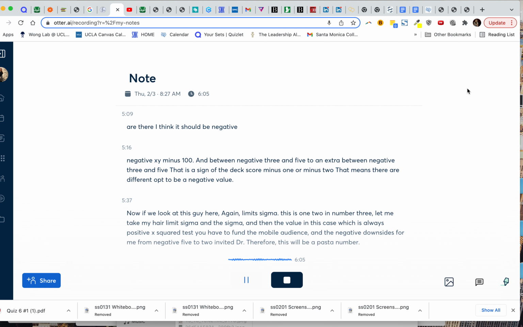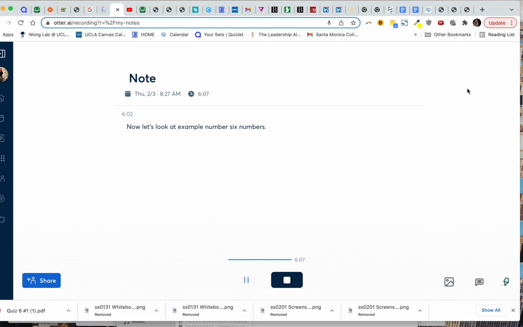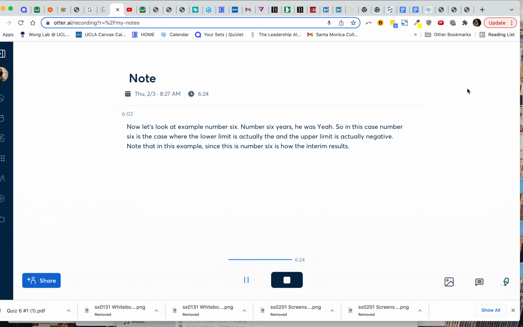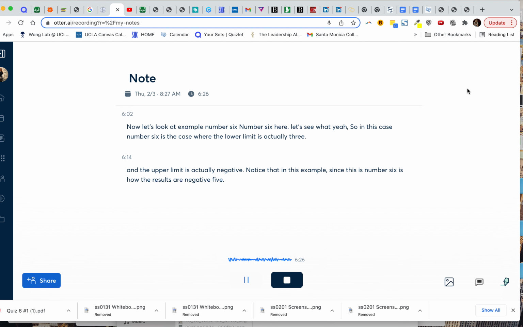Now, let's look at example number 6. Let's see what we have. In this case, number 6 is the case where the lower limit is actually 3, and the upper limit is actually negative 5. Note that in problem number 6, this is how the interval goes, from negative 5 to 3, but actually it's from 3 to negative 5.